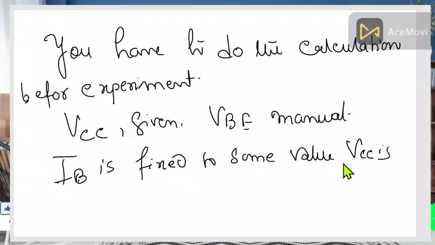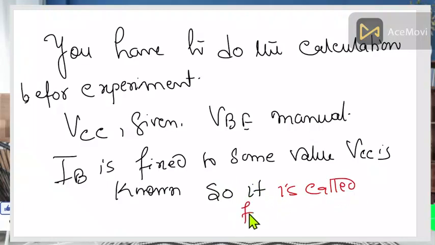VCC is known, so it is called the fixed bias method. This is also known by another term, fixed bias, because you are fixing the base current. This is the significance. So again, you must complete these calculations before going to the experiment, before joining the wires, otherwise your experiment will not be proper.